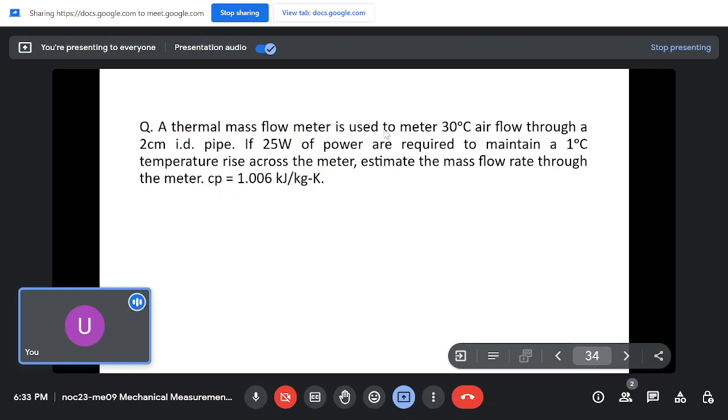So we are asked to find what the mass flow rate across the meter will be. We are given that the specific heat of air is 1.006 kilojoule per kg per Kelvin. It's a simple problem. We can use an energy balance to calculate the mass flow rate.